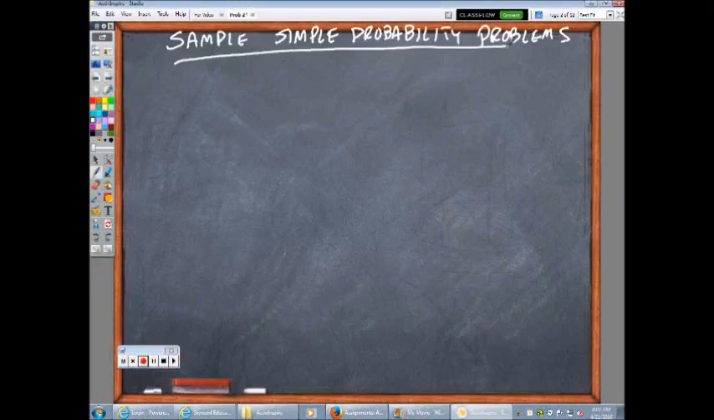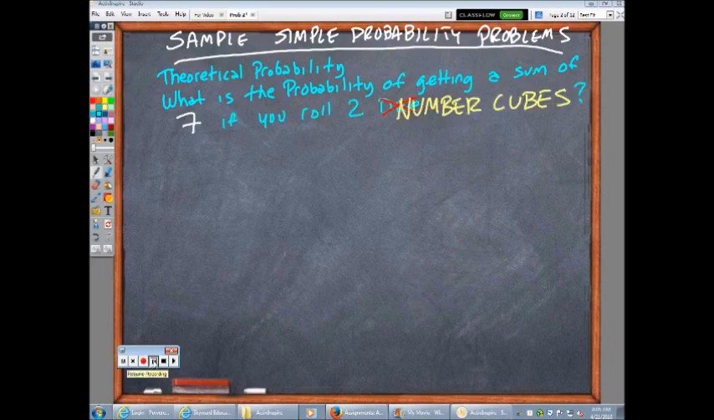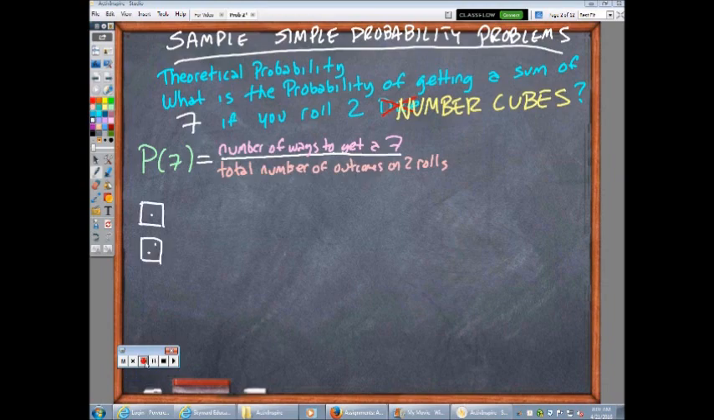We're going to take a look at some sample simple probability problems, 4 different types. So, starting with theoretical probability, we want to know what is the probability of getting a sum of 7 if you roll 2 number cubes. So, we're looking at the P of 7, and we need the number of ways to get a 7 over the total number of outcomes of 2 rolls.